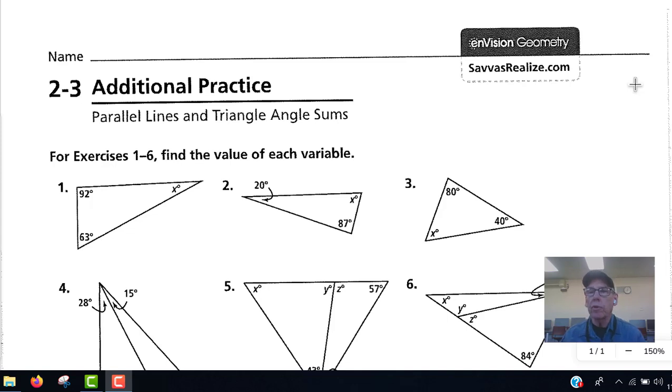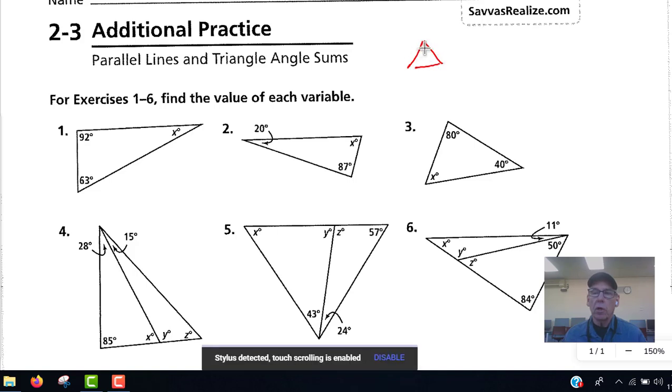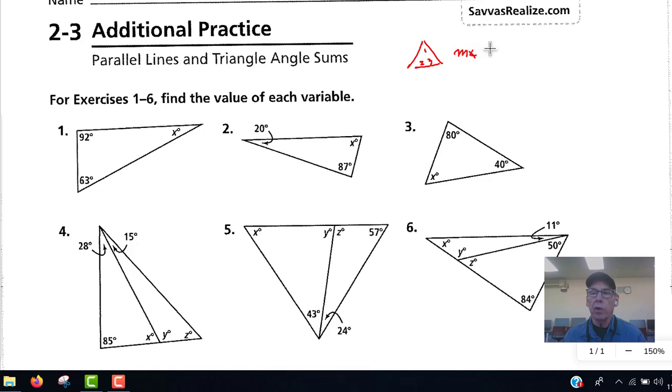Okay, this video goes with the 2-3 additional practice from the text publishers. Mainly we're dealing with triangle sums and also the exterior angle theorem for this section. Again, triangle sums: angle 1 plus angle 2 plus angle 3 equals 180. That's the triangle sums theorem.